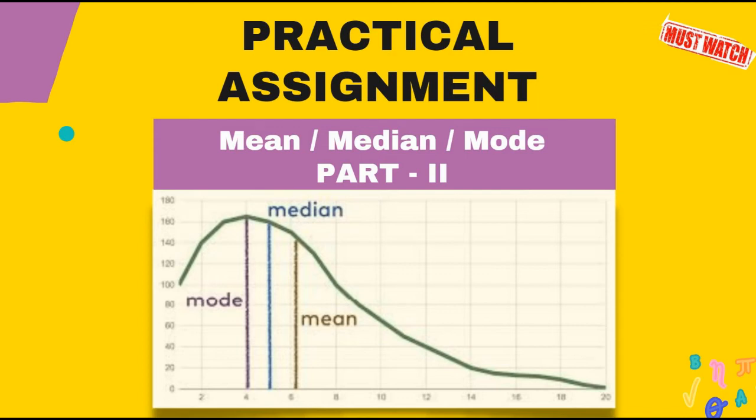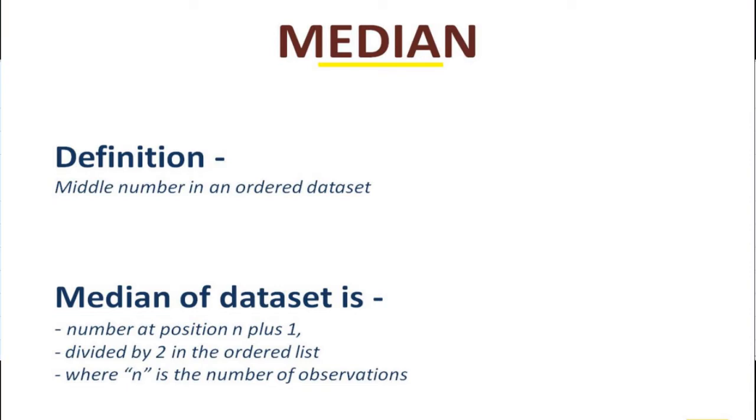So today we will cover another topic of data science, which is the median of a number. First of all, we will see what is meant by a median of a number. Median is basically the middle number in an ordered data set. The median of a data set is the number at position (n plus 1) divided by 2 in the ordered list. Now what is n over here? It's the number of observations.